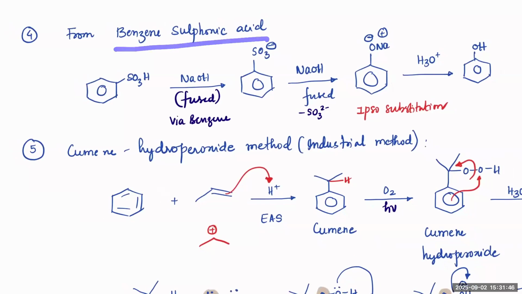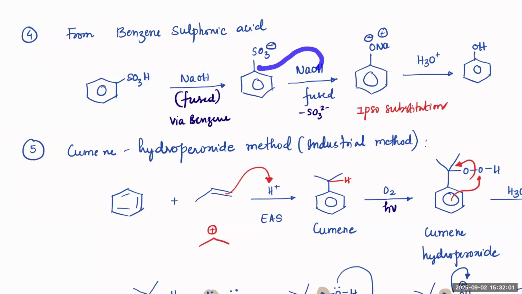Benzene sulfonic acid, when you react with fused NaOH, goes the same way via the benzyne mechanism. This O minus Na plus will attach here because first the acid-base reaction will happen, H plus will be gone, and SO3 minus will be present.